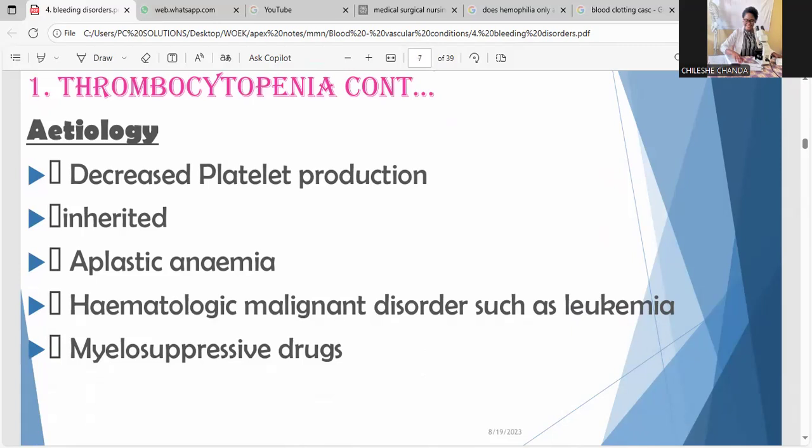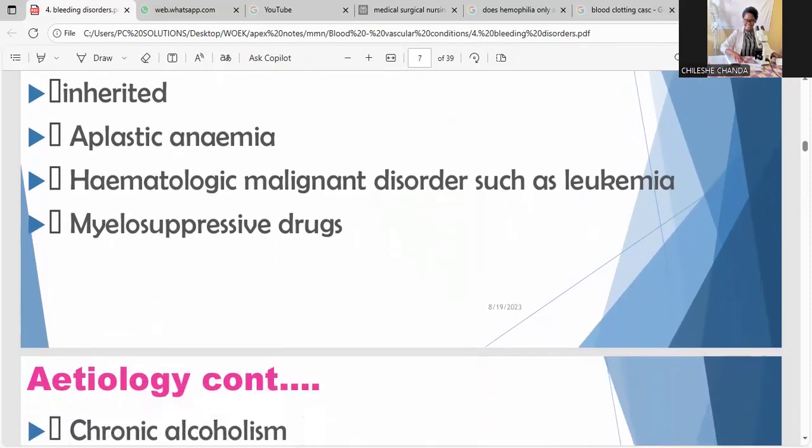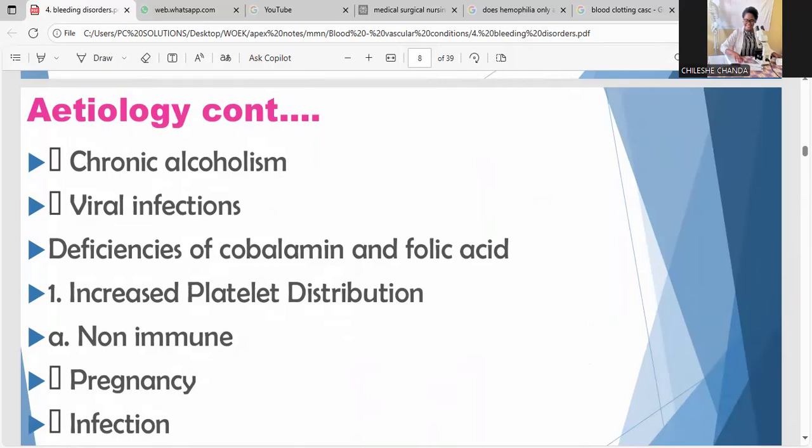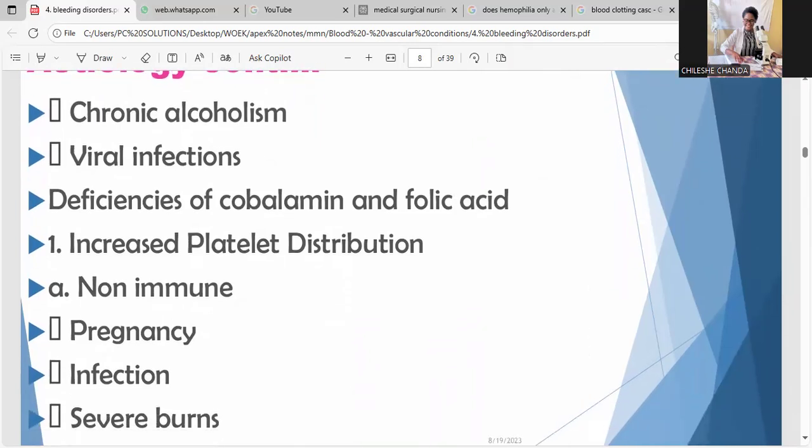We have hematologic malignant disorders such as leukemia, where there are too many white blood cells, such that the production of other blood cells is suppressed. We have other things that suppress the bone marrow, such as drugs, chronic alcoholism, and viral infections. Then we have deficiencies in some vitamins, such as vitamin B12, also known as cobalamin, and folic acid.